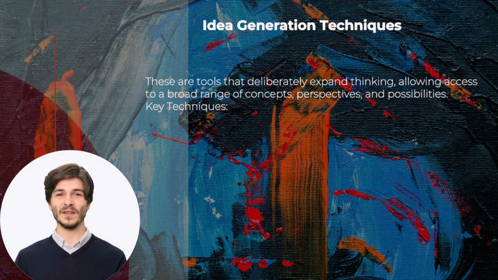Idea generation techniques. These are tools that deliberately expand thinking, allowing access to a broad range of concepts, perspectives, and possibilities. Key techniques. Brainstorming, Alex Osborn's model: fast, free-form idea generation without judgment. Brainwriting: silent, written brainstorming to avoid groupthink. SCAMPER technique: substitute, combine, adapt, modify or magnify, minimize, put to another use, eliminate, reverse, rearrange.